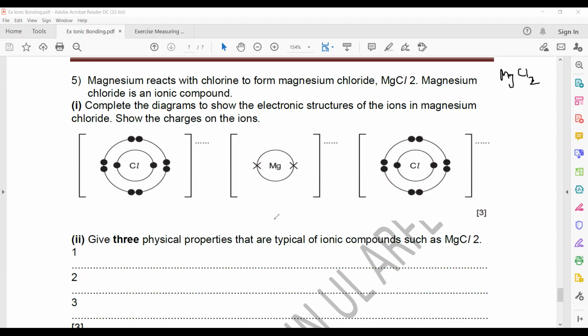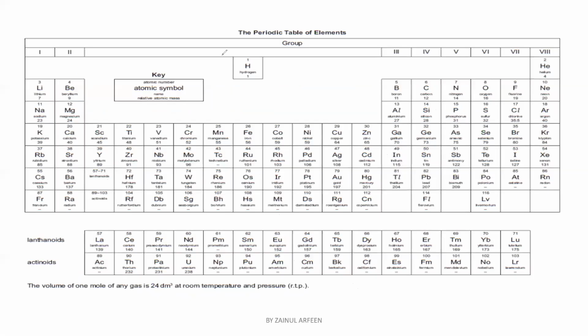So first you should check whether they give you the right structure of the atom. To know this, you have to use the periodic table. If a magnesium atom is given, it has 12 electrons, so what should be the structure of the magnesium atom? 2, 8 and 2. And for chlorine, it is 17, so what should be the structure? It will be 2, 8 and 7.